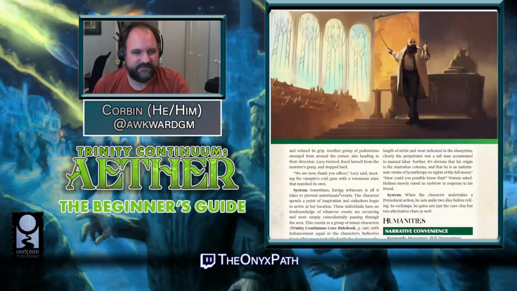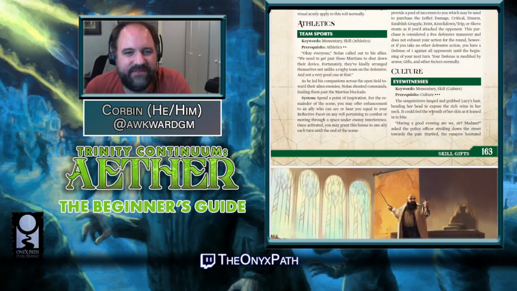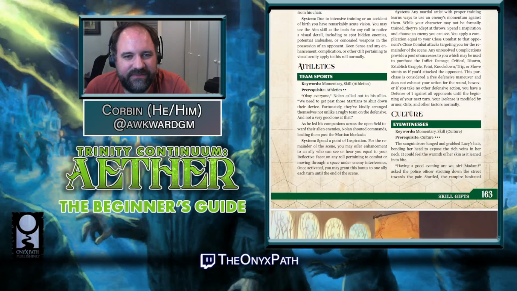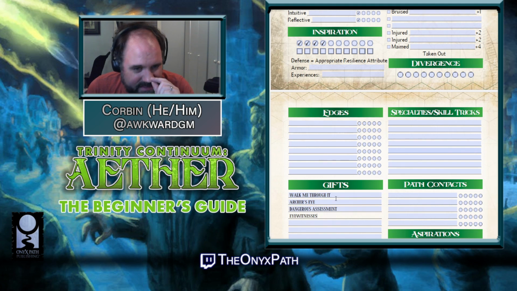What about culture? Sometimes having witnesses is all that it takes to prevent unfortunate events. Spend inspiration to have onlookers arrive at the location. That's a good one to have. I think I could sort of have eyewitnesses. It's basically just a way to get it so that people will like congregate in an area.